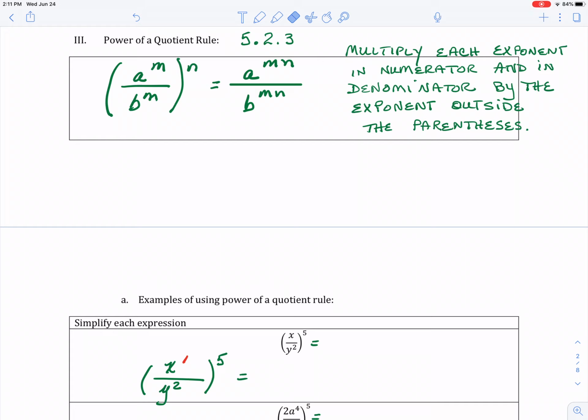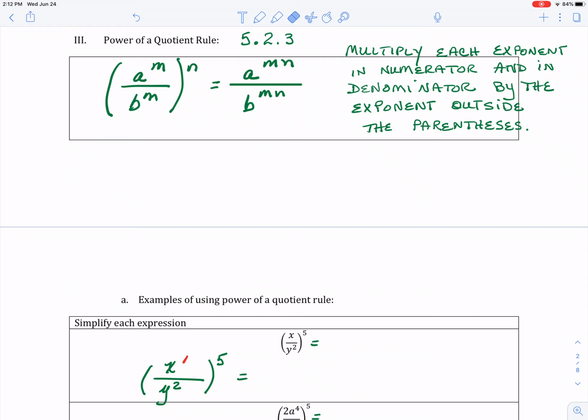We are continuing our work in section 5.2. This is the third video. This one is called the power of a quotient rule. And again, it's just an extension of the power rule. So this time when you see the word quotient, you know that we're talking about something that has division in it. You can see this a to the m power divided by b to the m power.